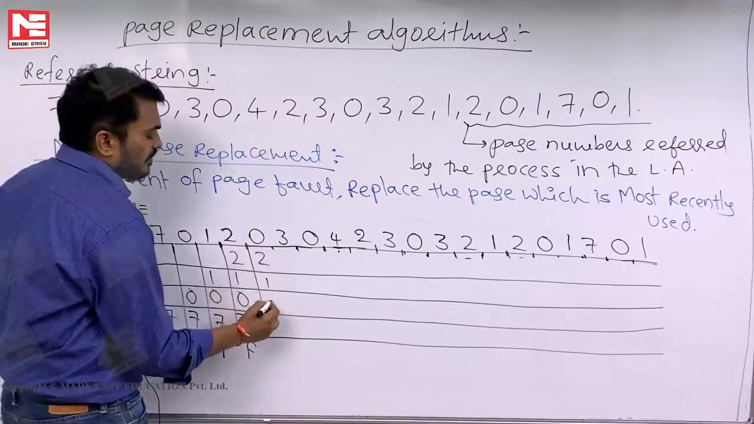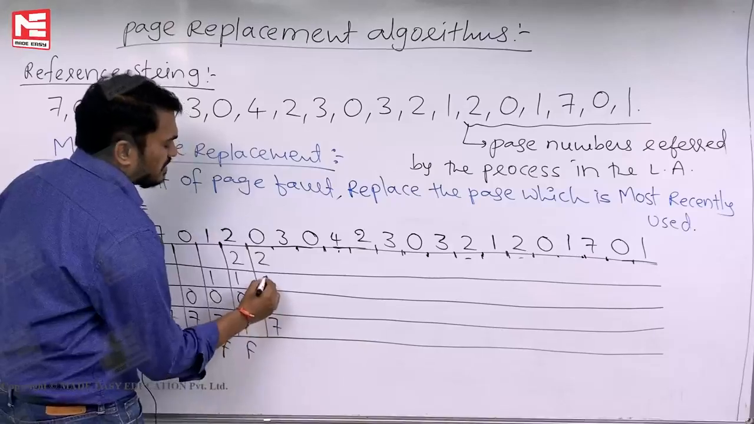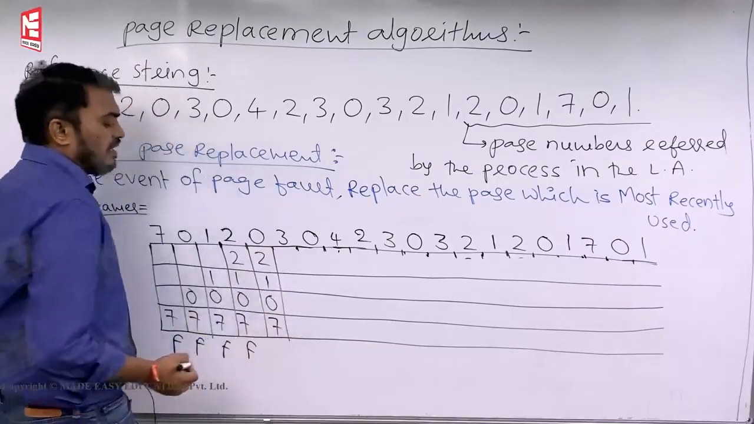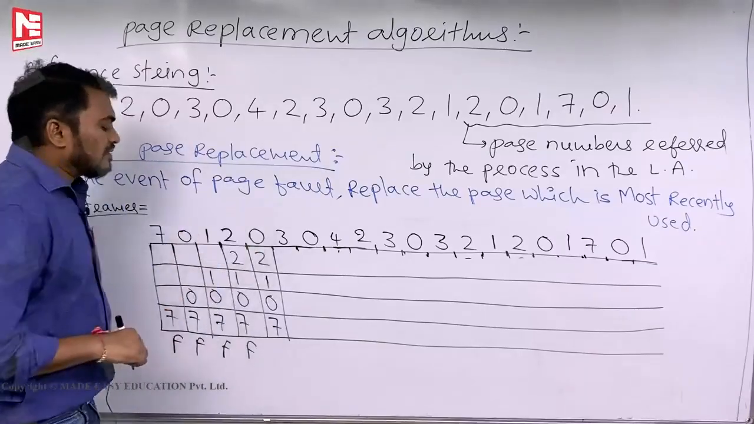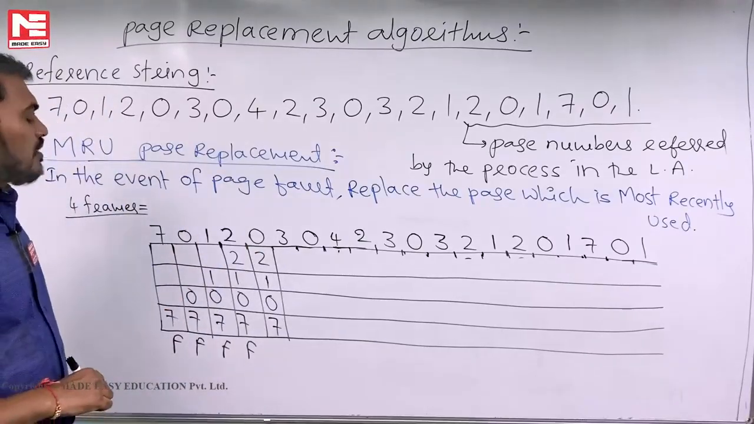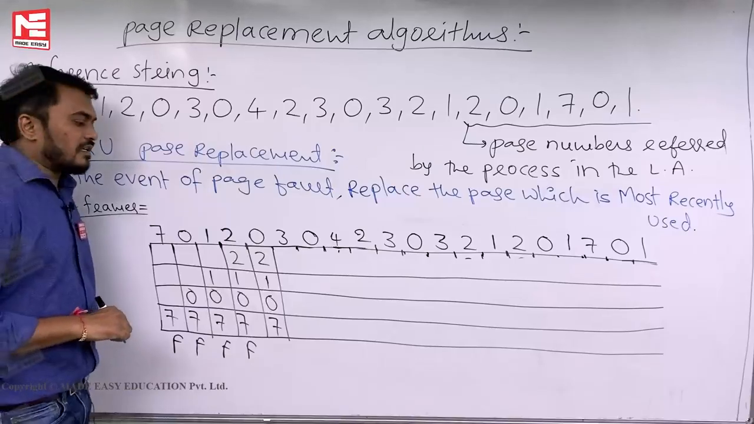Okay, so that is not a page fault. So please copy as it is, don't write F. That is not a page fault. And next is what here? 3. Okay, 3, is it available here? No, not available. Now tell me, 3 is not available.